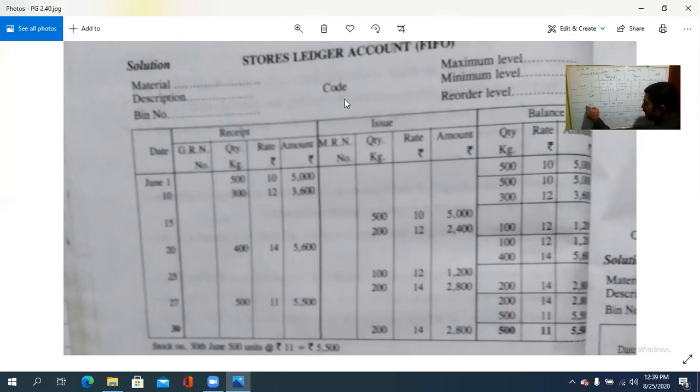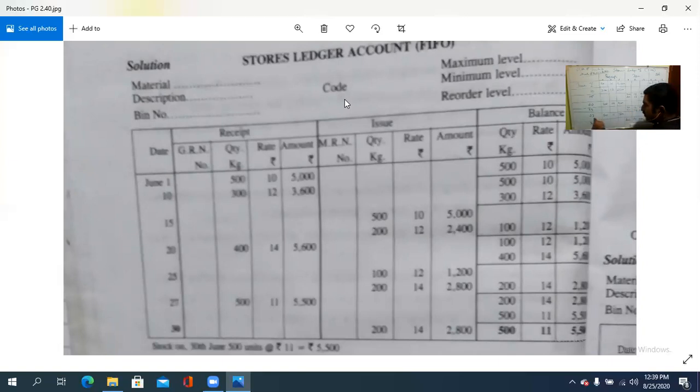Along with the June 20, there is one 414. Add up the balance now, 414. So 112 and 414. Then along with that, there is an issue of 300. How is it to be done? From the first lot, we take the first 100, and the balance 200 we take from the second lot. 400, 200 is taken. So the balance now is 200, isn't it?